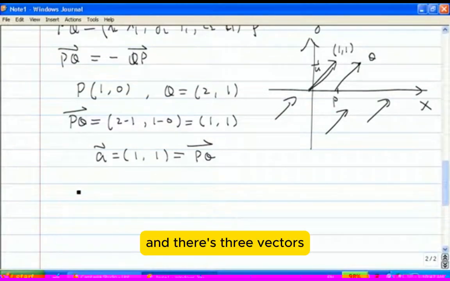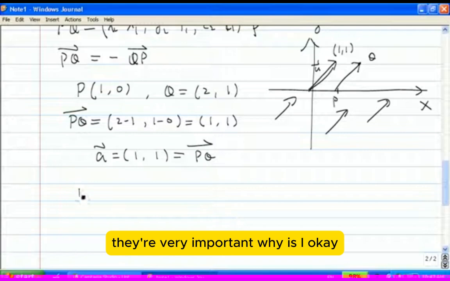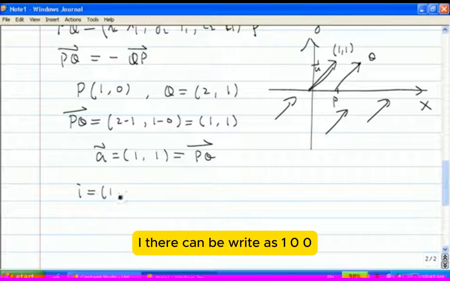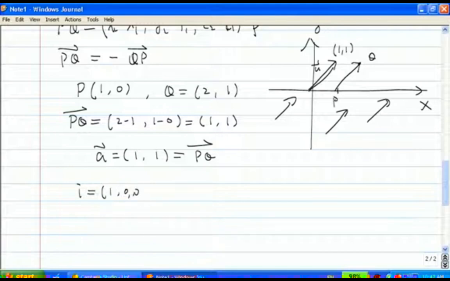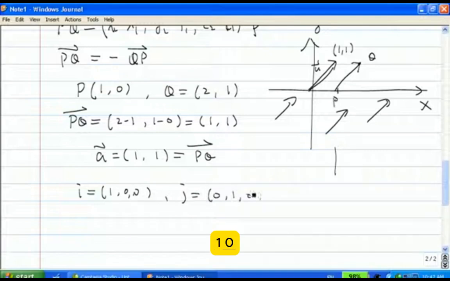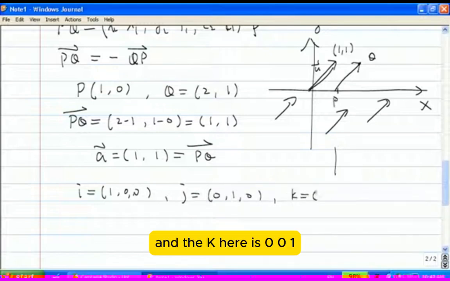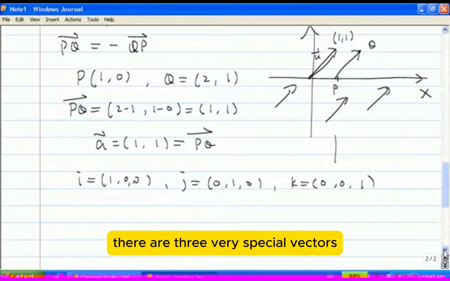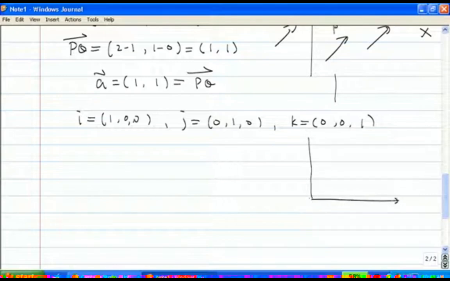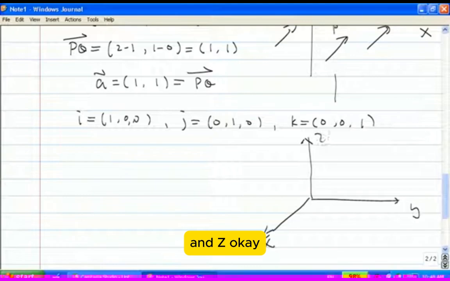And there are three vectors that are very important. One is i, which can be written as 1, 0, 0. And j here, let me write all of them: j is 0, 1, 0. And k here is 0, 0, 1. These are three very special vectors, along the x, y, and z axes.